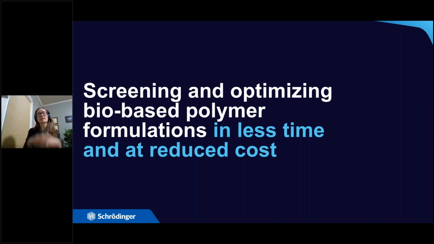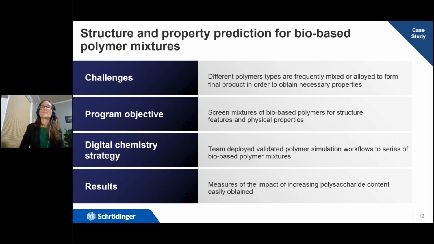So taking this kind of base approach, we can look at screening and optimizing bio-based polymer formulations now. And by screening many different types of formulations, you can look at understanding what's going to be the best formulation for a particular kind of use in less time and ultimately at a reduced cost. So in this particular case study, what we were looking at is mixing together a natural polymer, a polysaccharide-based polymer, with other kinds of polymers, and in this case, we're going to use polylactic acid.